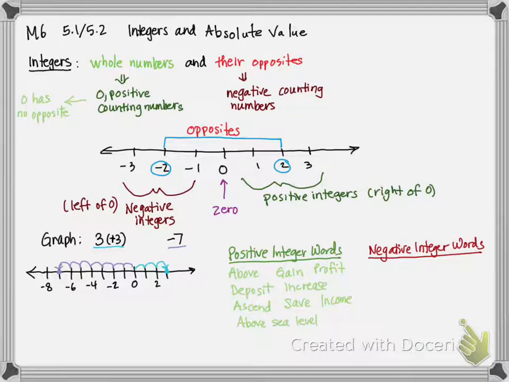Okay, and then let's talk here about negative integer words. So they're going to be kind of opposite to what we saw on the other side. So instead of above, we're below. A gain would become a deficit, a loss, right? Spend, that's opposite of a profit. Below sea level, that's the opposite of above sea level.